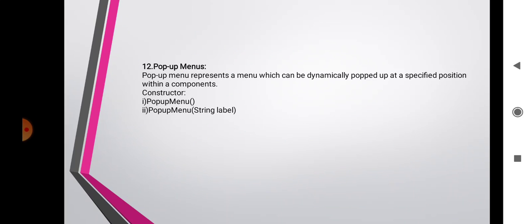Then the 12th control is the pop-up menu. A pop-up menu represents a menu which can be dynamically popped up at a specified position within a component, and it has the constructor PopupMenu. First, it creates a new pop-up menu with an empty name, and second, PopupMenu with a string label creates a new pop-up menu with a specified name. These are the 12 controls of AWT.